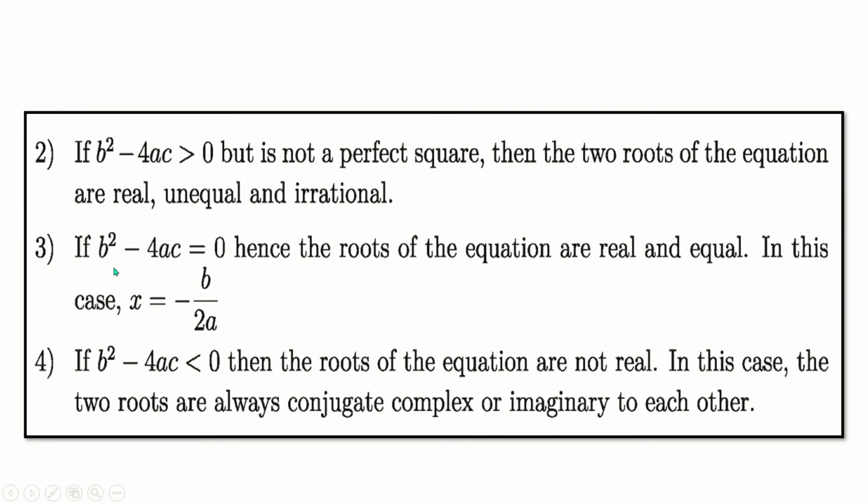Okay? And if b square minus 4ac is equal to 0, then the roots of this equation are real and equal. In this case, the part related to the square root will be absent because b square minus 4ac is equal to 0. As a result, x is equal to minus b by 2a. That means the two roots of this equation are equal. Lastly, if b square minus 4ac is less than 0, then the roots of the equation are not real. That means they are imaginary, that is conjugate complex numbers.